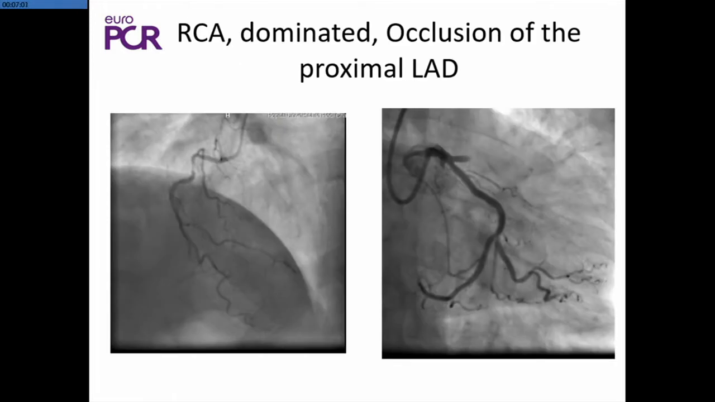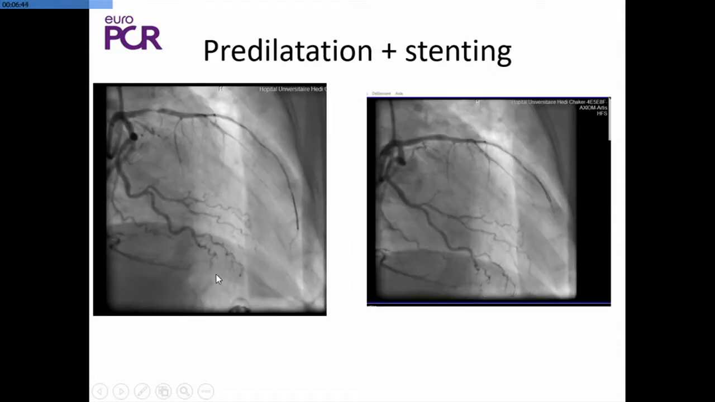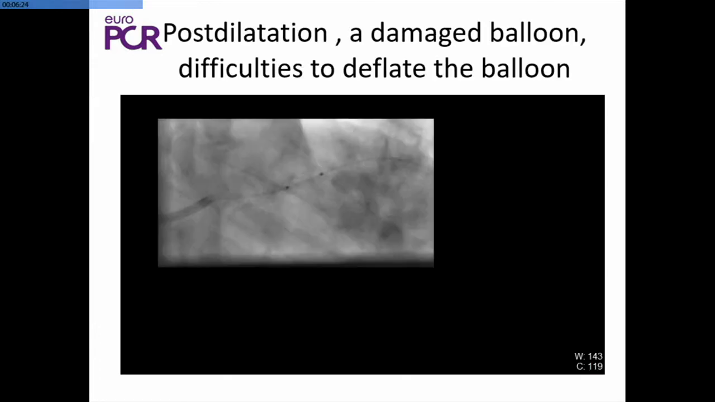We started with injecting the right coronary. It was a dominant right coronary with a lesion in the middle part, and the proximal LAD was occluded, with a good RCX. So we started with predilatation. We got a flow in the diagonal and a small flow in the LAD. It was a small LAD. Then we put a stent, but we thought that the stent was underexpanded, so we decided to perform post-dilatation.